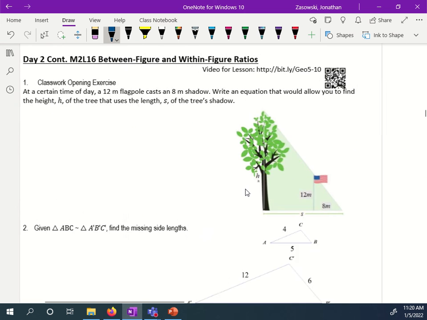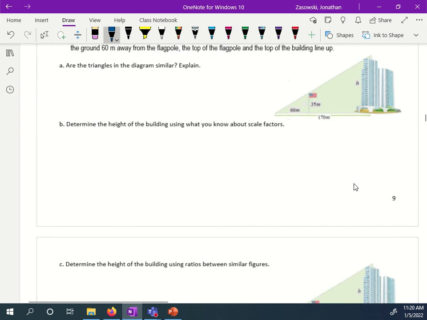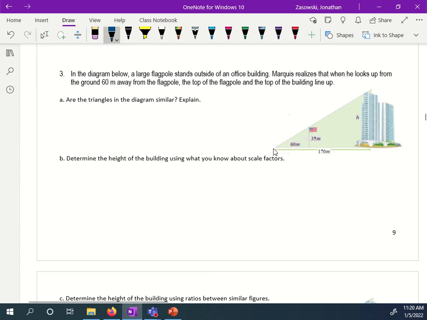Now, Marquise is standing, we're at number 9 down here, standing at the bottom of our triangle, and he looks up and notices that the top of the flagpole lines up perfectly with the top of the building, okay? He knows that he's 60 meters away from the flagpole, and he knows that the flagpole is 35 meters high, and he also knows that he's exactly 170 meters from the building. So can we figure out how tall the building is?